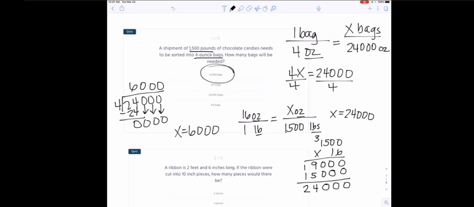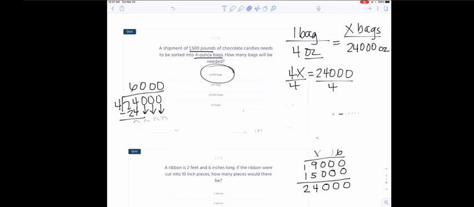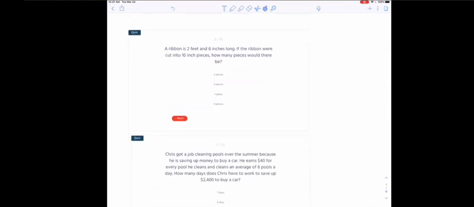Awesome. Okay, I hope you got that. Feel free to watch it again. Don't worry about that. When you're ready, I'm going to make some space, and I'm going to move on to number 2. Number 2 says, a ribbon is 2 feet and 6 inches long. If the ribbon were cut into 10-inch pieces, how many pieces would there be?